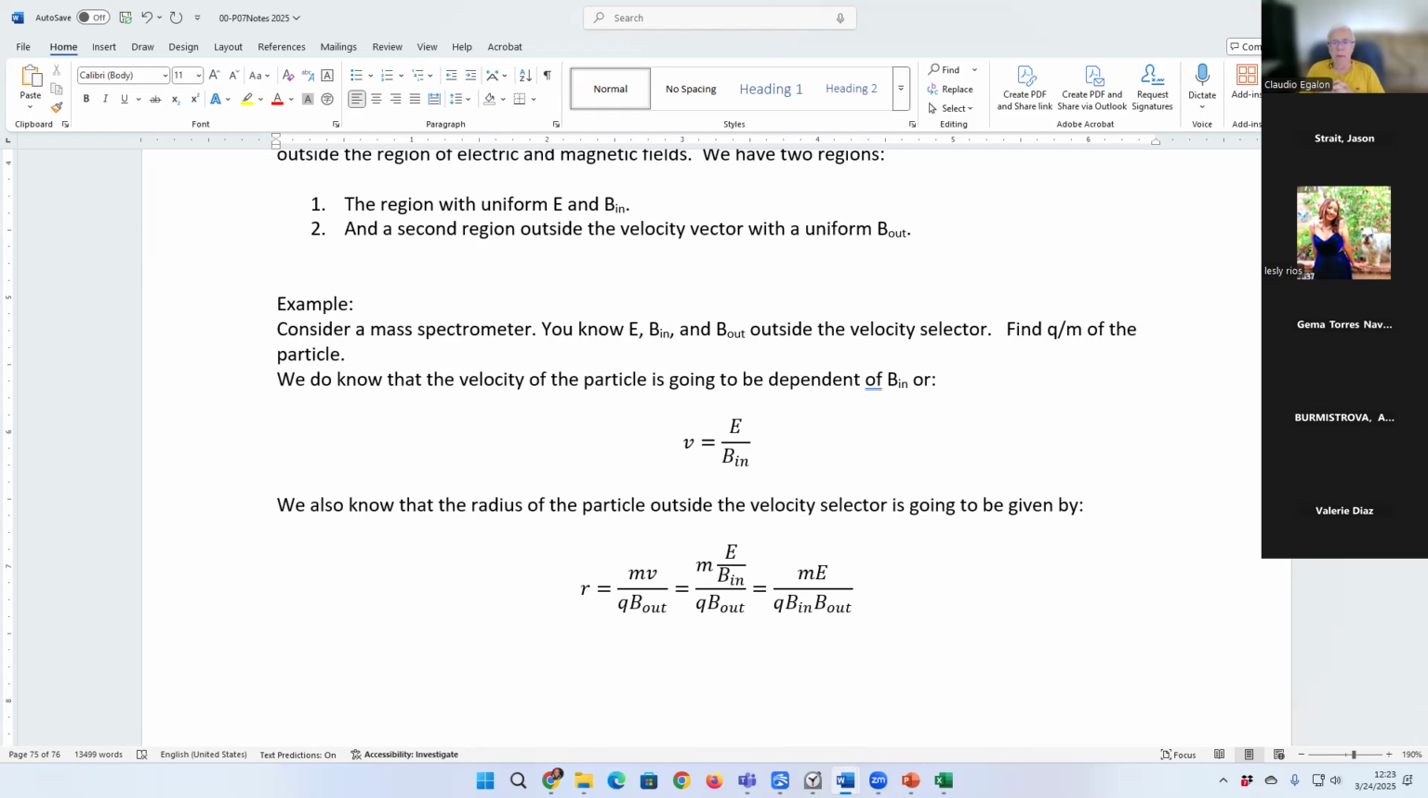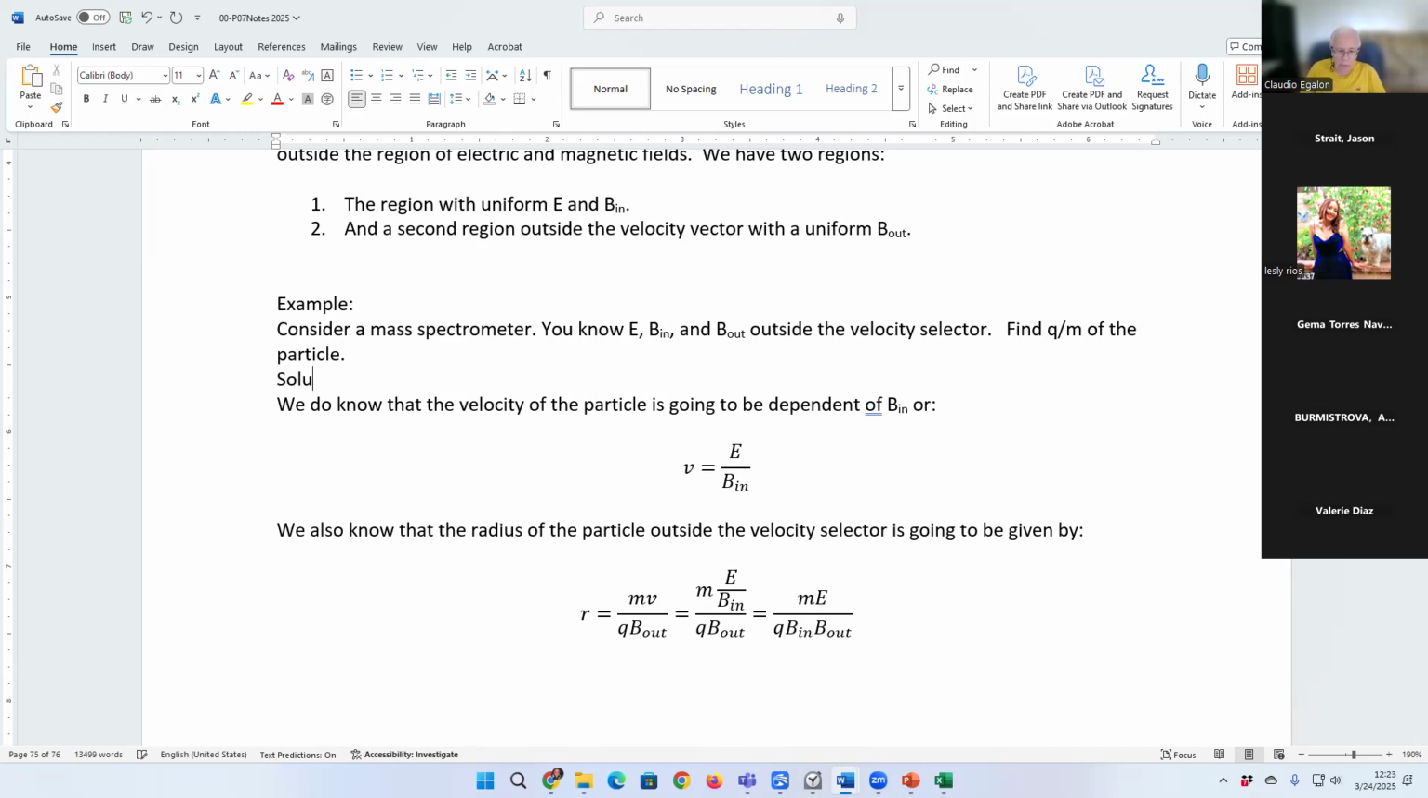The electric field, the magnetic field, and the two different magnetic fields can be controlled if you design your device properly, right? So solution, okay? We know that the velocity of the particle is going to be dependent on the magnetic field inside the velocity selector. We also know that the radius of the particle outside the velocity selector is going to be given by, let's see, what else?